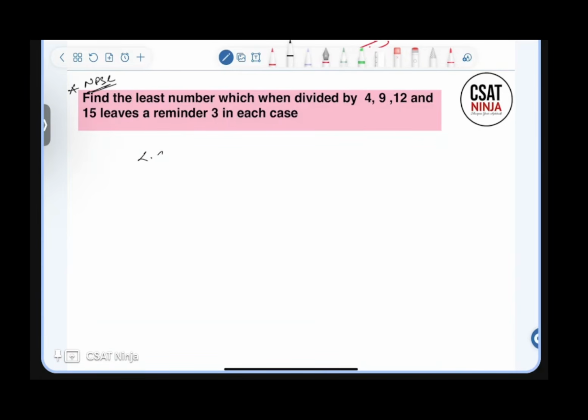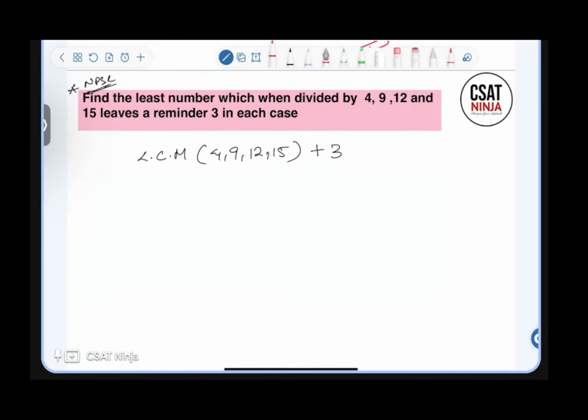Least means LCM. LCM of 4, 9, 12 and 15. Always remember when there is a remainder, you just add 3 there. That will be the answer. You find the LCM of 4, 9, 12, and 15, plus each of them has a remainder 3, so you add 3 there. That's the answer. Nothing much to solve here.